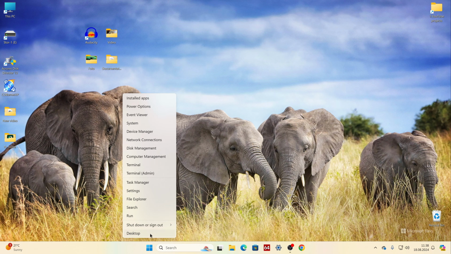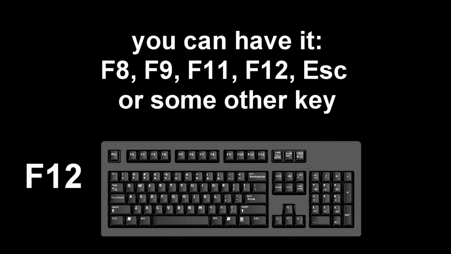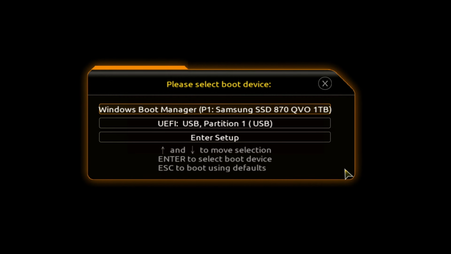Now, to install Windows 10 on a computer, you need to restart it and call the boot menu. Immediately after the start of the reboot, continuously press a certain key on the keyboard to bring up the boot menu. I press the F12 key. For you it could be F8, F9, F11, F12, or some other key. There is no single standard and different computers may have different keys to call the boot menu. The boot menu opens. Find the USB drive in the boot menu. Press Enter.